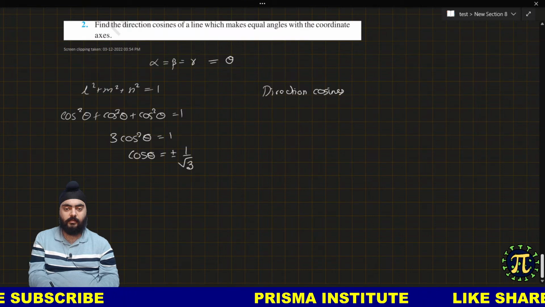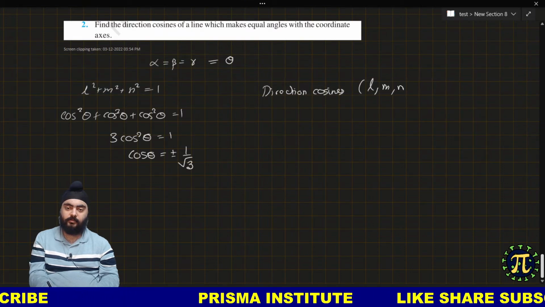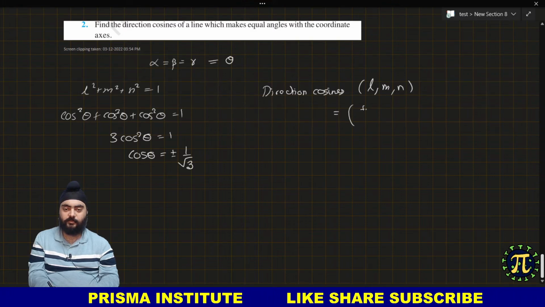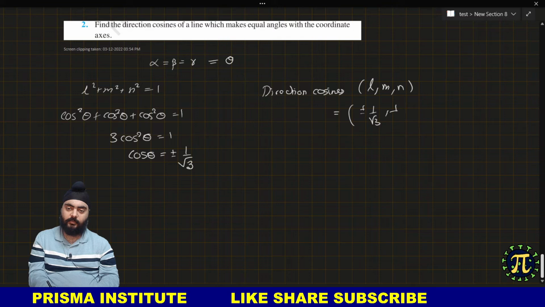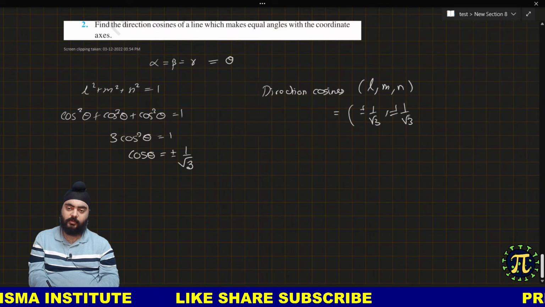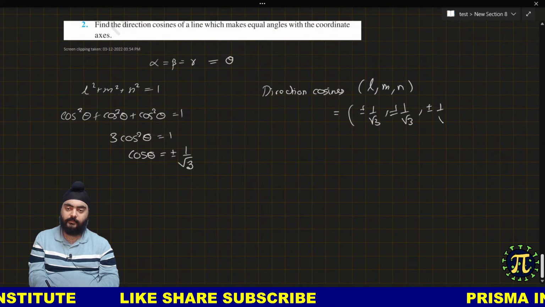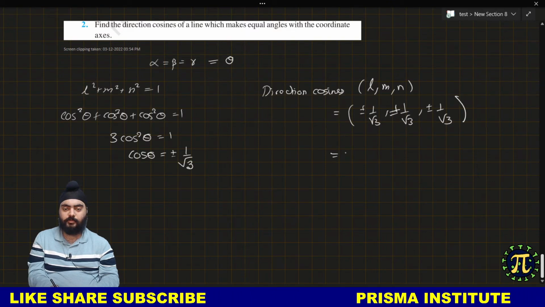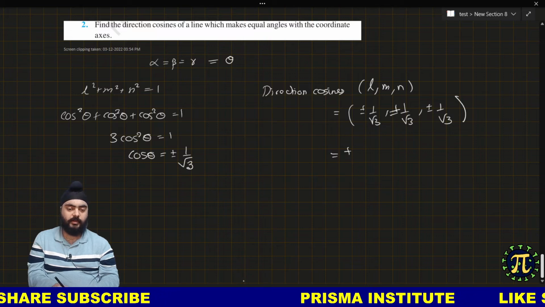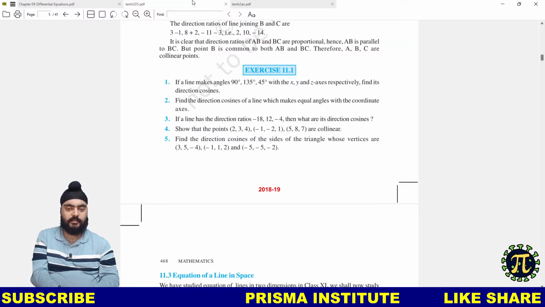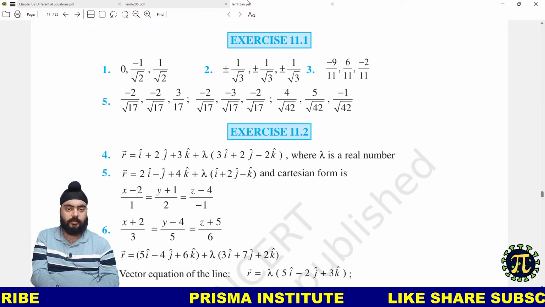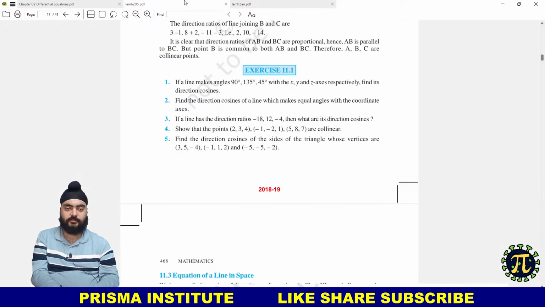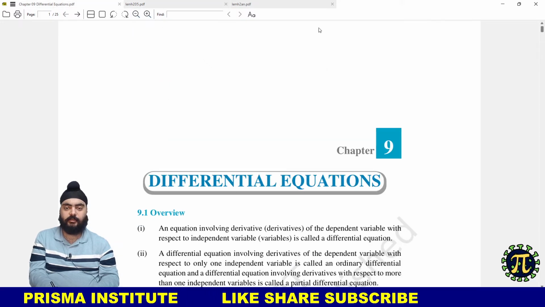And we find our direction cosines, which are L, M, N, to be cos alpha, cos beta, cos gamma, which are cos theta, cos theta, cos theta. So plus minus 1 by root 3, comma plus minus 1 by root 3, comma plus minus 1 by root 3. You can take plus minus 1 by root 3 common if you want, but let's see the result at the back side of the book. So plus minus 1 by root 3 each. Okay, so we'll leave it as it is.